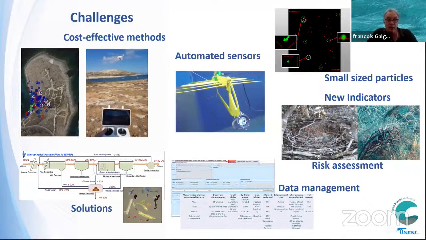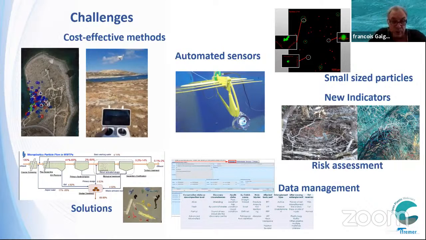So we have to face some challenges in terms of technology and cost-effective methods, automation of measurements, quite important, and small-scale measurements, especially small microplastics, even nanoplastics, without so much information until now. We are far from developing regular monitoring of nanoplastics. We first have to set up methods to correctly assess them.